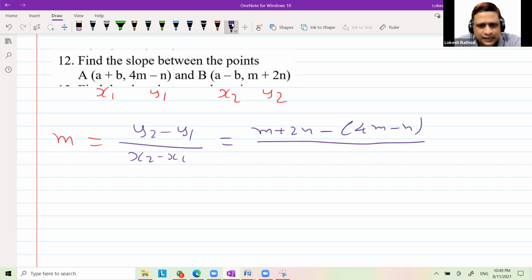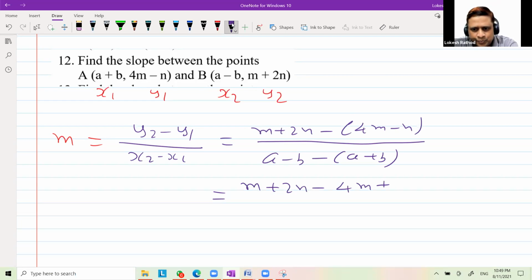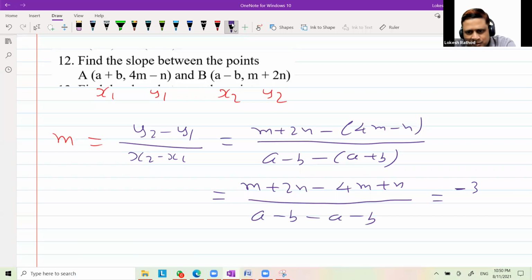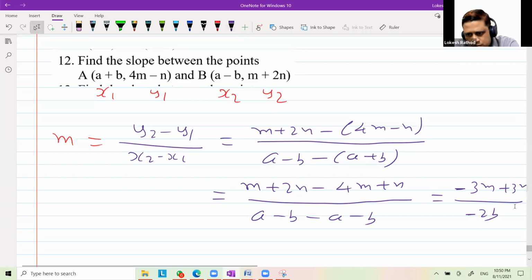Same way, x2 minus x1, that is a minus b minus of a plus b. Correct. So if I open this bracket, what do I get? Minus 4m plus n, because this is negative, so this becomes positive. And here a minus b minus a minus b. Which is m minus 4m, minus 3m. 2n plus n, plus 3n. And in the denominator, a gets cancelled, minus 2b. Correct. So yeah, that's the answer.